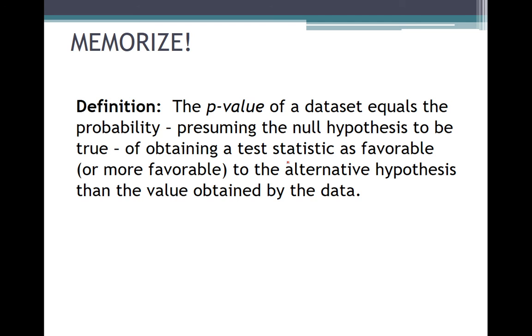So the p-value of a data set equals the probability, presuming the null hypothesis to be true, of obtaining a test statistic that's favorable or more favorable to the alternative hypothesis than the value obtained by the data. Okay, you've got about 3 weeks to memorize that particular thing.